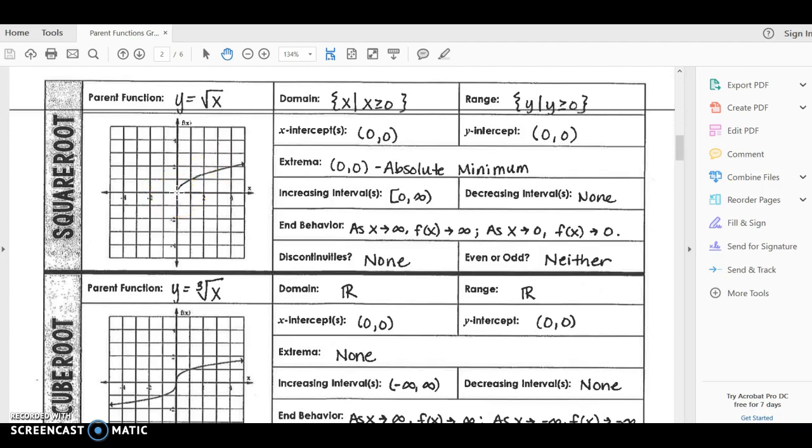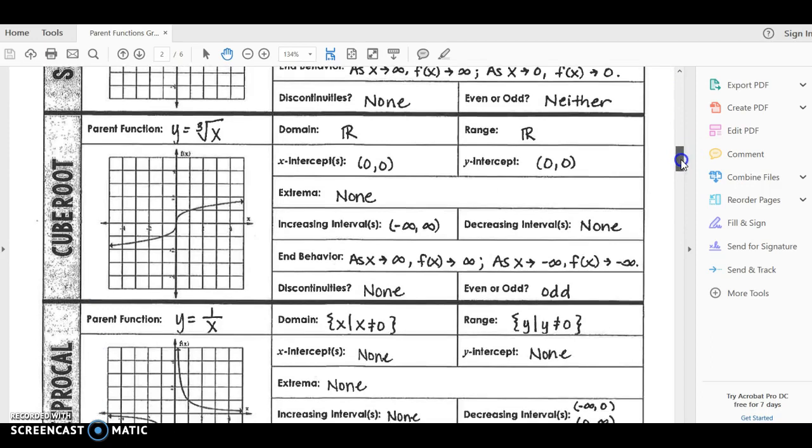It's increasing from 0 to infinity. Since 0 is included on the graph, that's why there's a bracket here. 0 is included in the answer. So it increases from 0 to infinity, and it's not going to decrease anywhere. In behavior, as x goes positive, y goes positive. As x goes to 0, y goes to 0. So this one doesn't go towards negative infinity at all. This one just goes towards 0.